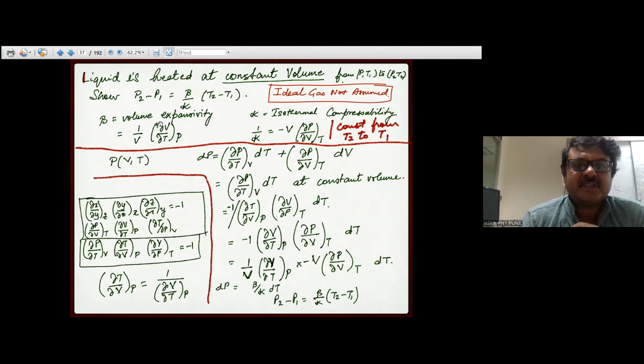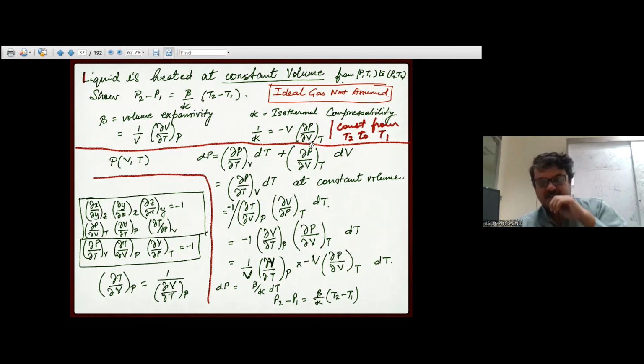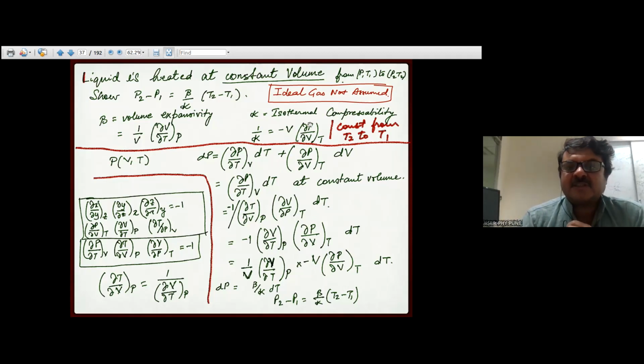So what is beta? Beta is the volume expansivity, defined as 1 by V del V del T: as you change the temperature, how much volume has changed, normalized by the original volume, at constant pressure. And isothermal compressibility is when you change pressure, how much volume changes. So it's written 1 by kappa here, in terms of del V del P upon 1 by V.